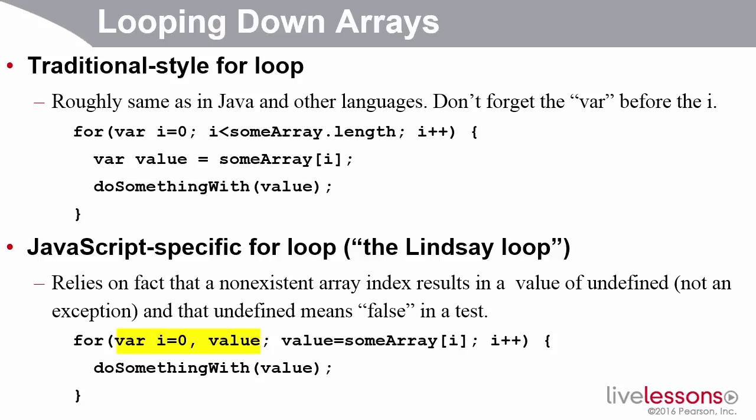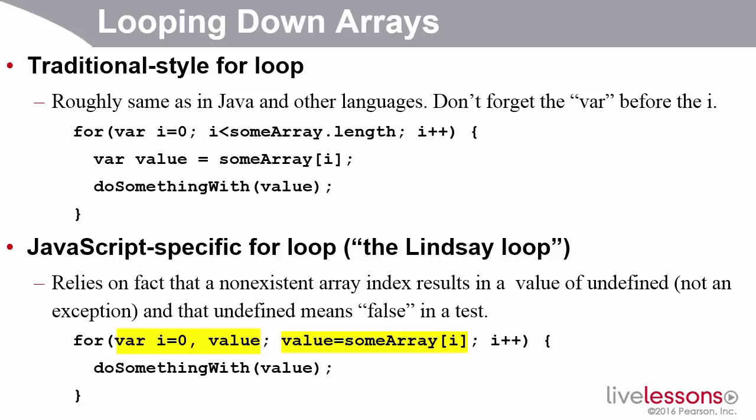Then the test that's checked each time before you go around the loop says assign entry i of the array to value. Now that's a little confusing. How is it ever going to stop? And the trick here relies on what we talked about when we discussed conditionals.